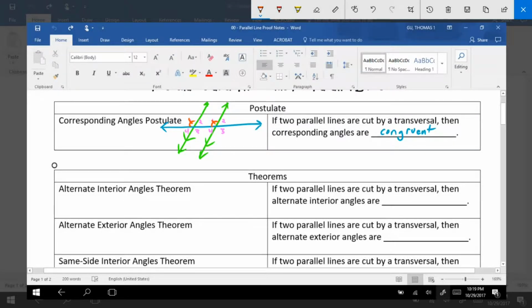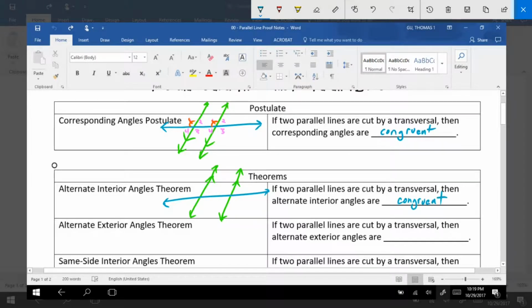The alternate interior angles theorem. Let me draw a little picture here. So if two parallel lines, once again, maybe it doesn't look parallel, but now it is because of my label, are cut by a transversal. Here's the transversal. Then alternate interior angles are congruent.